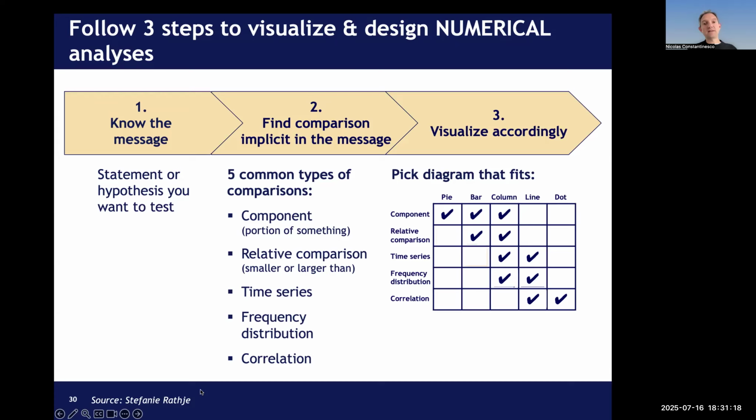That is how you can shortcut your way through. You start with a statement, figure it out, and for us, remember the example was that the bottom quartile performers perform significantly worse than the others. That's a relative comparison. For that, you can use bars or columns, and we used columns because that is what people will intuitively understand the best.